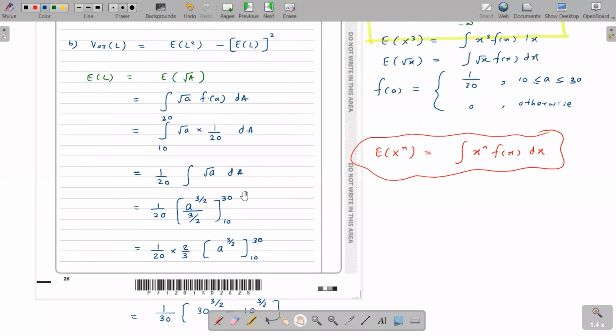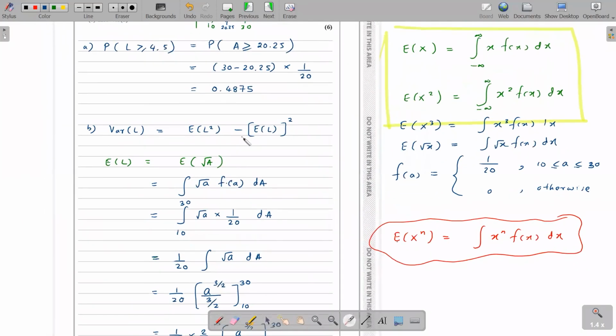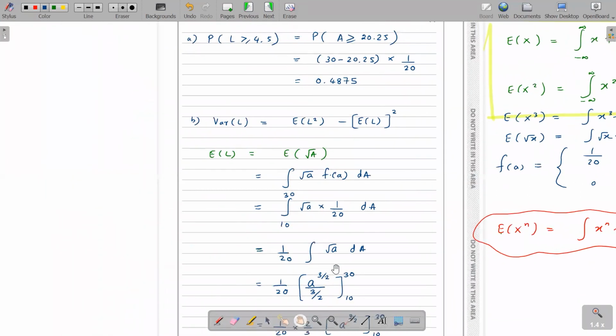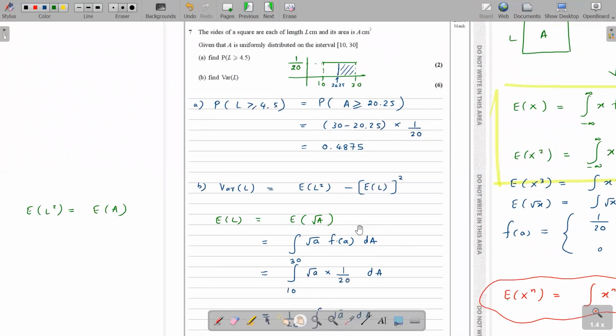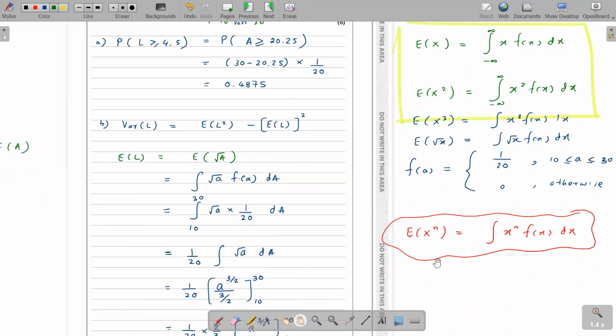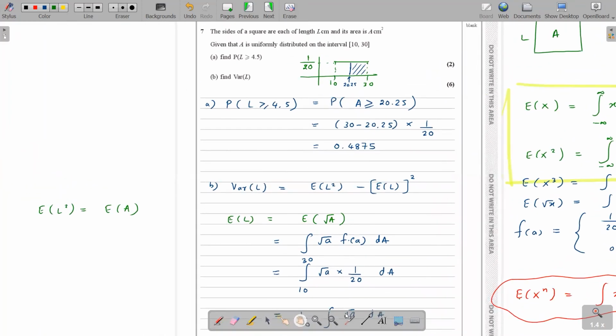We are supposed to get variance of L, right? So I just got the E(L) value here, the expected value of L. Now I need to get the expected value of L square. How do I get the expected value of L square? L square is actually what? L square is A, right? So do you think it's difficult to get the expected value of A? No, we know A follows a uniform distribution, right? From 10 to 30. So for a uniform distribution, if you want to find the expected value, you simply add the two limits and divide by 2. So E(A) is you add the two limits, 10 plus 30, and divide by 2.